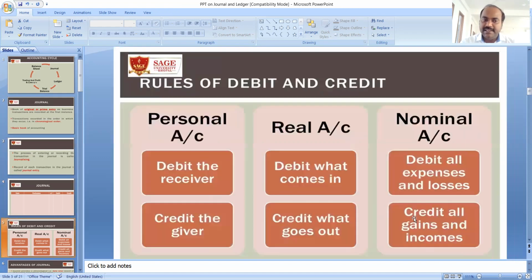Next, let us see the rules of debit and credit. As we know, we have personal account, real account, and nominal account. In personal account, debit the receiver and credit the giver. In real account, debit what comes in, credit what goes out. In nominal account, debit all expenses and losses, credit all incomes and gains. So these are the general rules of debit and credit.